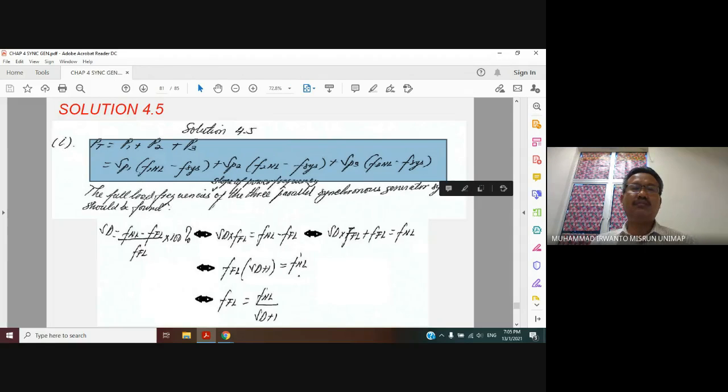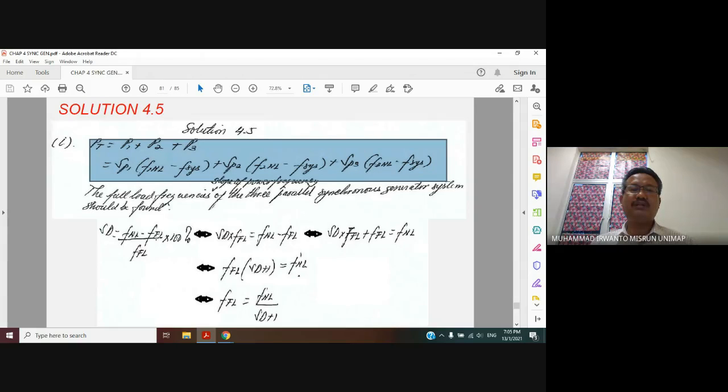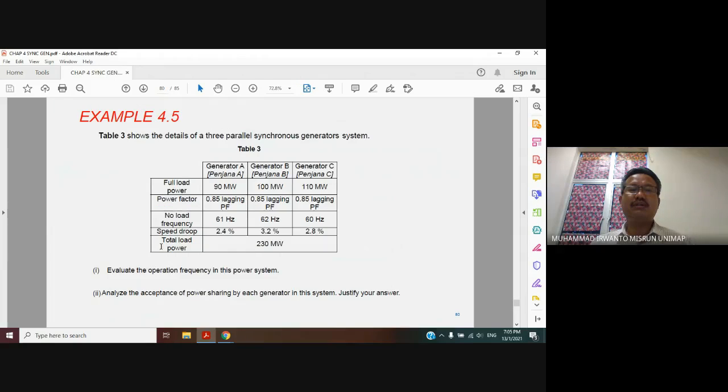From here, because the values of SP, the slope of the power frequency, are not given, first we have to find it. The full load frequency and no load frequency are given, meaning we want to find the slope of power frequency, because the slope of power frequency is equal to the full load power, which is given for each generator, divided by the no load frequency, which is given, minus the full load frequency. The full load frequency is not given, so we have to find it first.